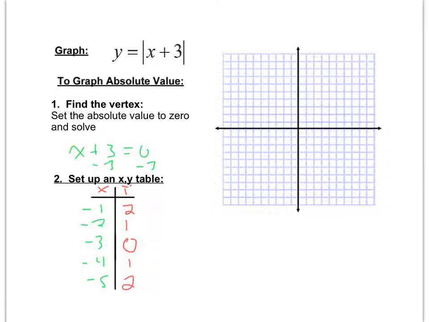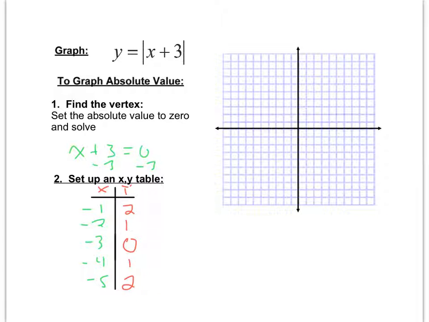Okay, when I plug in -1 for x, I get -1 plus 3 is 2. The absolute value of 2 is 2. That's why I have 2 here. When I plug in x as -2, I get -2 plus 3 is 1. The absolute value of 1 is 1. When I plug in -3, -3 plus 3 is 0. Absolute value of 0 is 0. When I plug in -4, I get -4 plus 3 is -1. The absolute value of -1 is also 1. And lastly, when I plug in -5, -5 plus 3 is -2. The absolute value of -2 is 2.